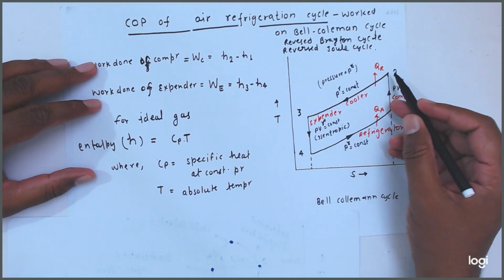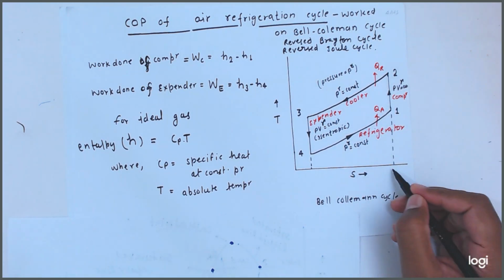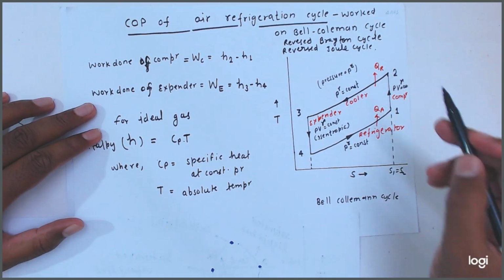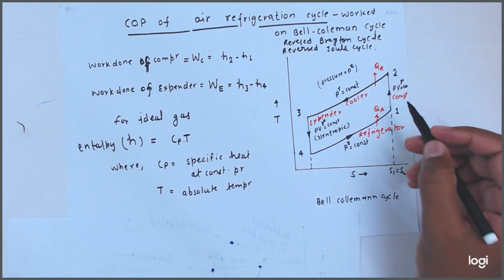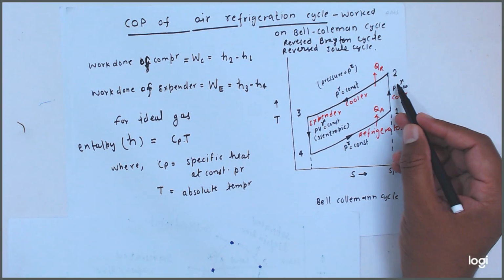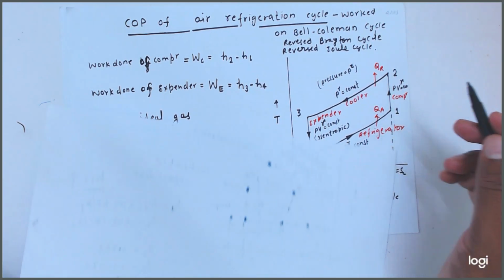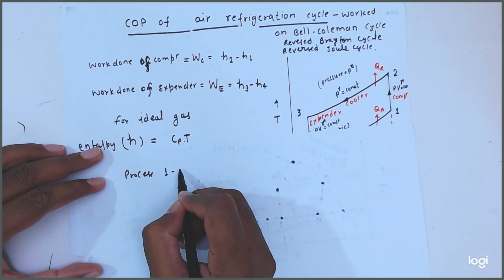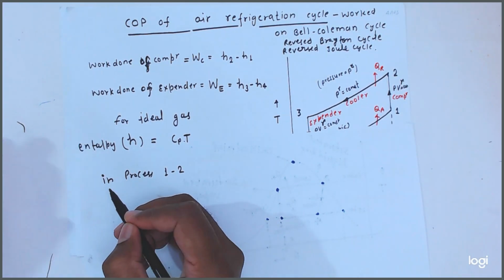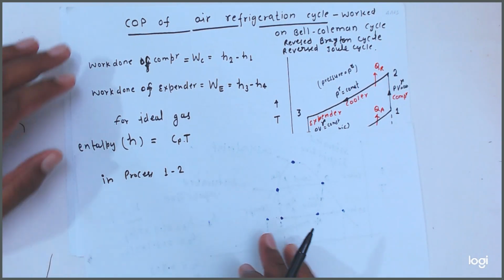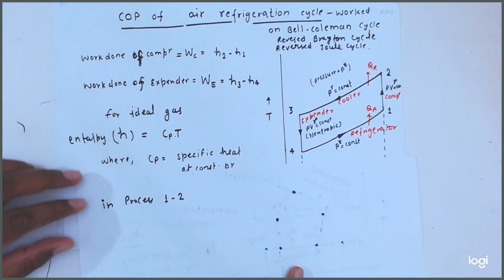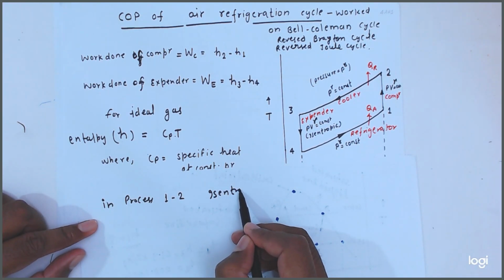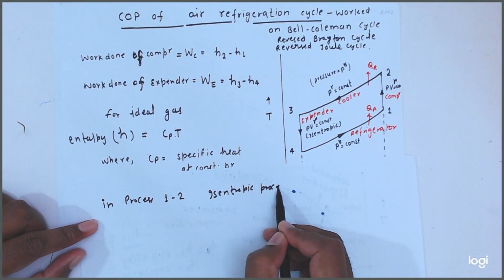Process 1 to 2 is the isentropic process. So here S1 is equal to S2, because entropy at point 1 is equal to entropy at point 2. So this is the isentropic process. Okay friends, so what we will do, process 1 to 2 is the isentropic process.